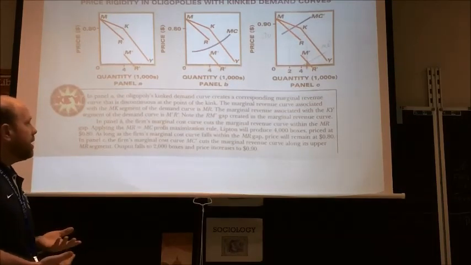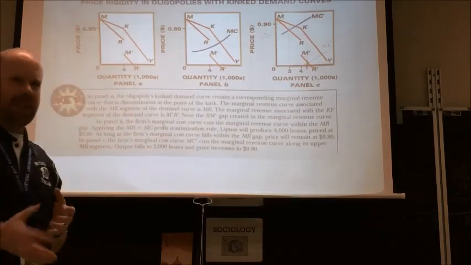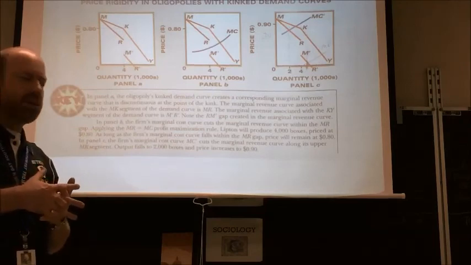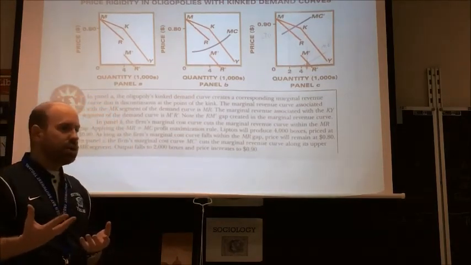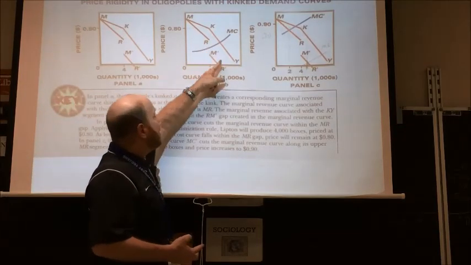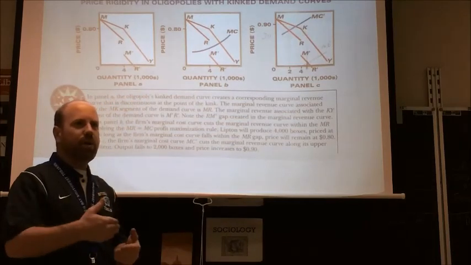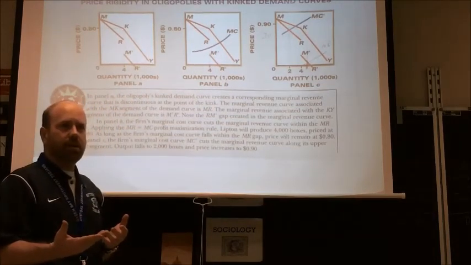All you need to know is that because of this gap, it helps us understand again why prices tend to be sticky, tend to not change very much in oligopoly. Because even if your costs, your sugar, whatever, do change, this marginal cost curve can fluctuate, can move up or down anywhere between that gap and still have MR equals MC.